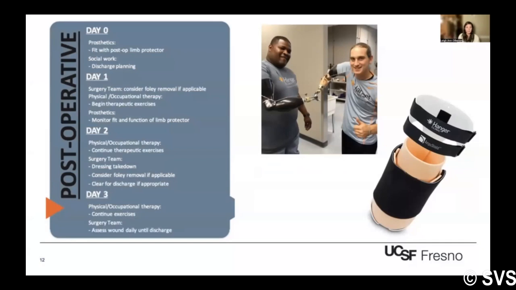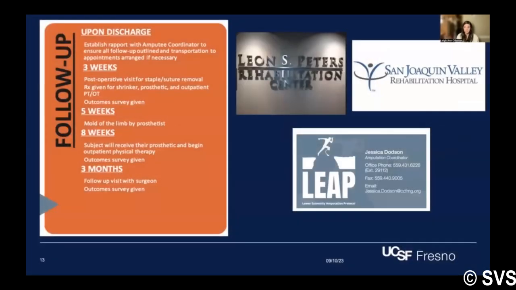The Foley, if it was placed, is removed on post-op day 1, and patients begin working with physical therapy and occupational therapy, and then with the anticipation that they're discharged to an acute rehab facility if appropriate on post-op day 2. Once they're discharged, they're established with an outpatient amputation coordinator who helps ensure that all their follow-up is outlined, and they're a connective resource for the patient if they have any questions or concerns, or if their family has any questions or concerns.